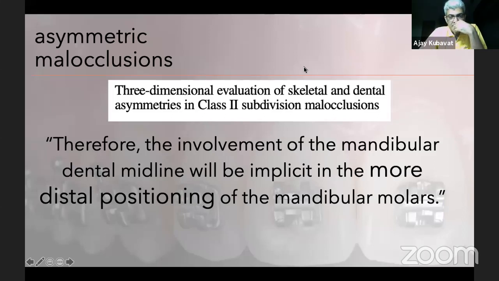There's a question about the class 3 case you showed with intermaxillary elastics. Did you put any anterior bite turbos, or any bite turbos, or only class 3 intermaxillary elastics?